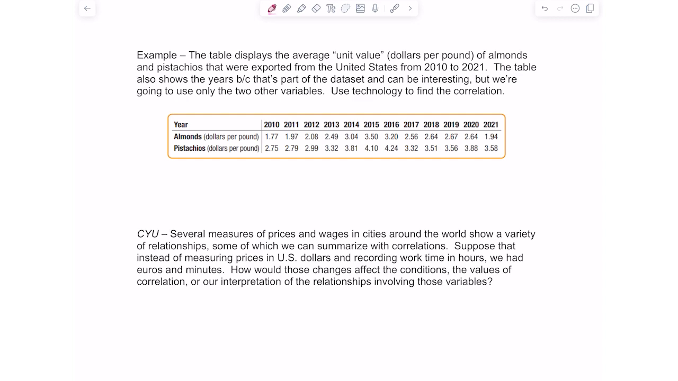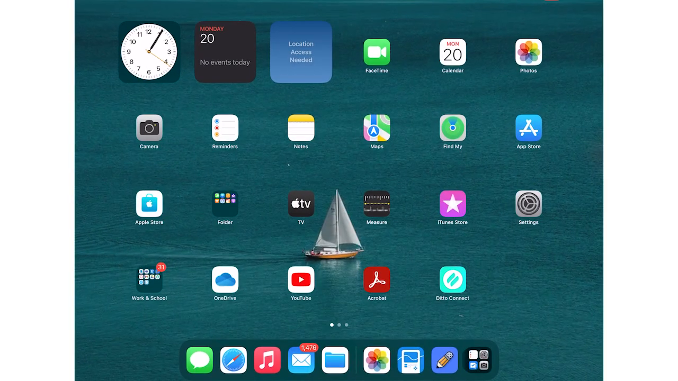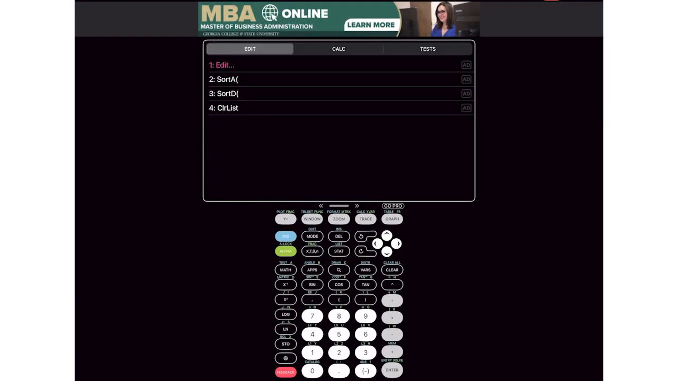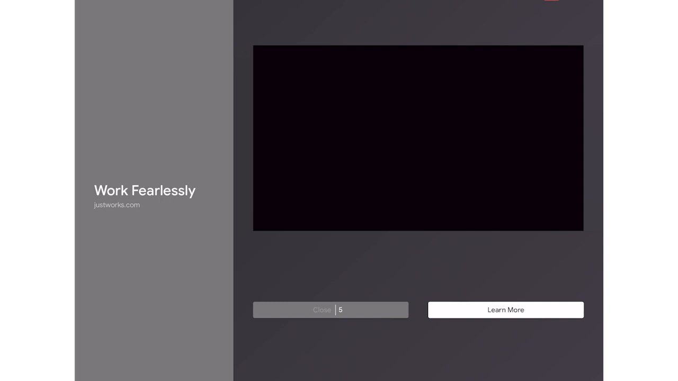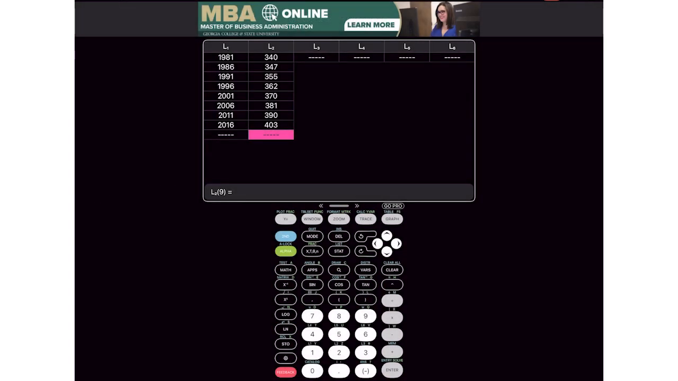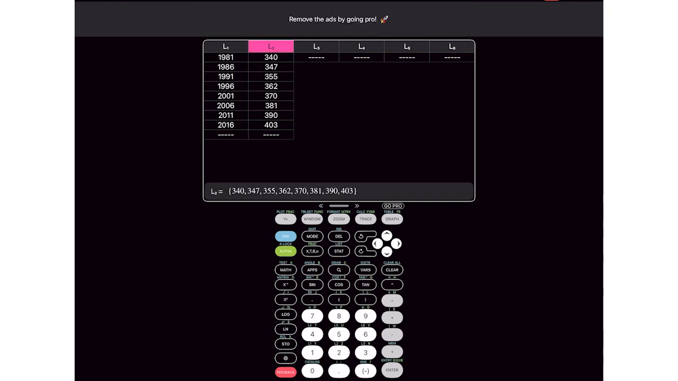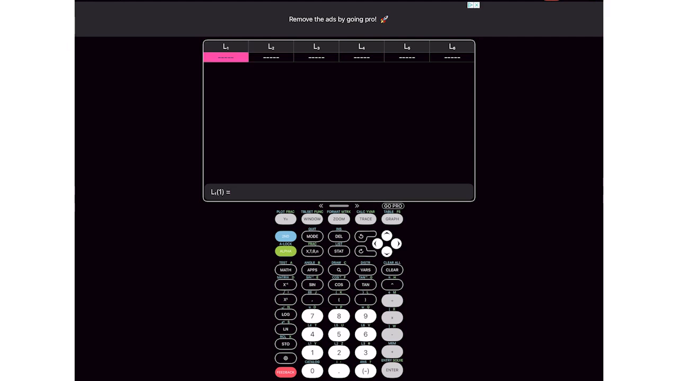Okay, so what I need to do is go into my calculator, and again, we're entering data. So go to stat and then edit. I want to clear out what's in here, so I'm going to hit clear and then clear. And I'm going to come down in L1 and enter the almonds. So let's do 1.77.